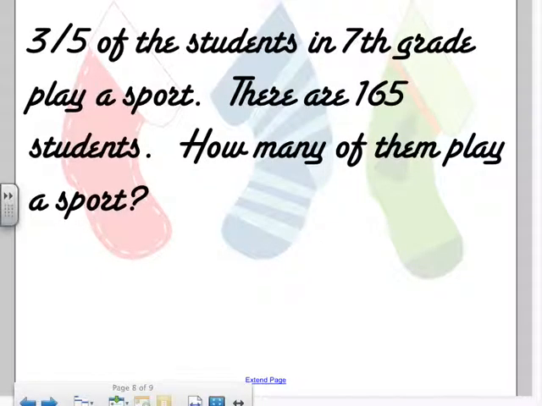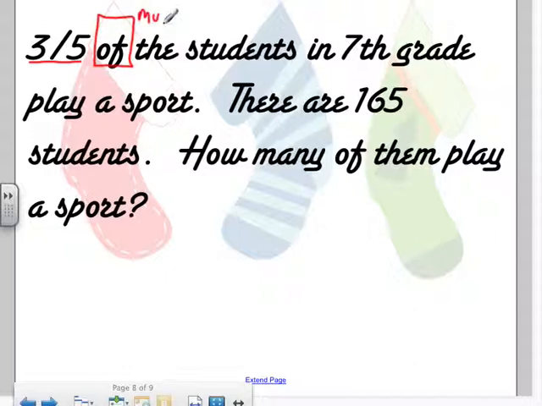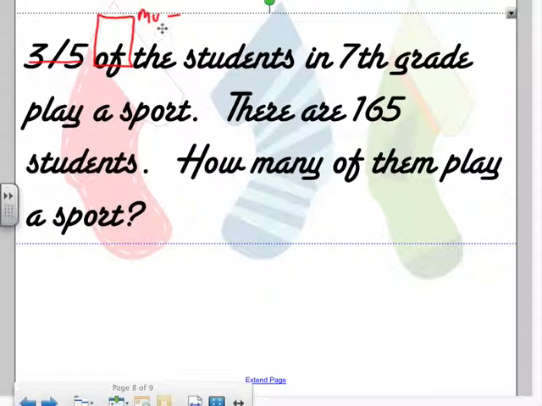All right, word problem. So it says 3/5 of the students in 7th grade play a sport. There are 165 students. How many of them play a sport? So let's look at these keywords. We got 3/5 of. Hopefully you're all yelling in your little heads, of means multiply. Okay, so of is multiply. You might guess because this whole unit is on multiplication.